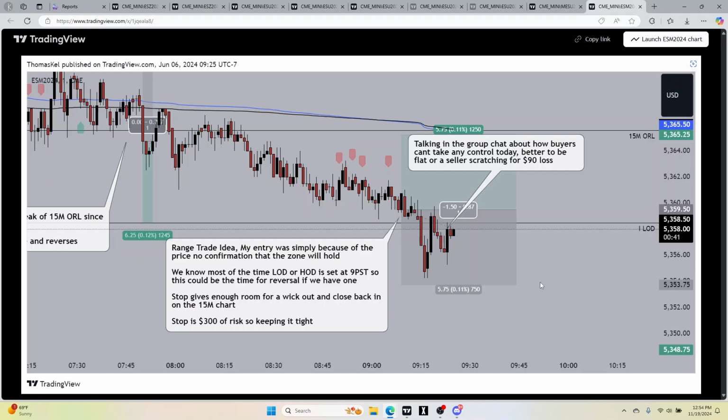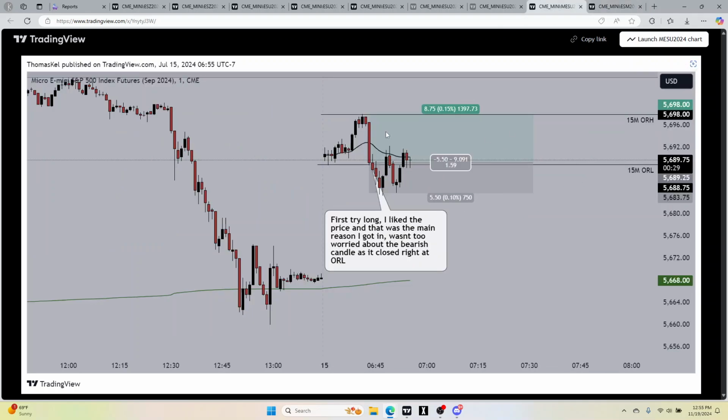Taking it all the way back, I've been tracking these trades since June. This trade is from June 6th. This is the 15-minute opening range low, and this was the initial low of day. I'm using the initial low of day here as a price level, and I'm trying to predict a bounce. I want to see a bounce off the initial low of day, but I don't wait for confirmation. I just buy because it's a price level. It could bounce. But did it bounce? No.